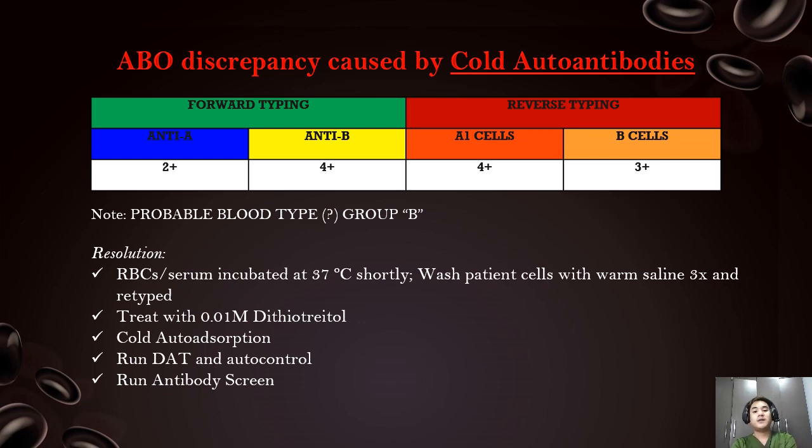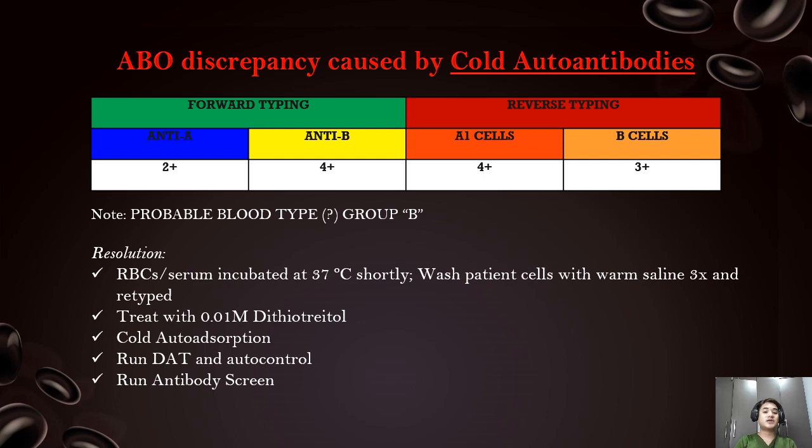So in forward typing, when the washing did not correct the agglutination reaction, the addition of 0.01 to 0.1 molar of dithiothreitol is necessary to disperse the cold antibody related to the false agglutination or the cross reactivity of the cold antibody, which is anti-I. So in the serum typing, the serum red cell samples are incubated to warm at 37 degrees centigrade and then mixed and then washed with warm saline solution and retyped accordingly.